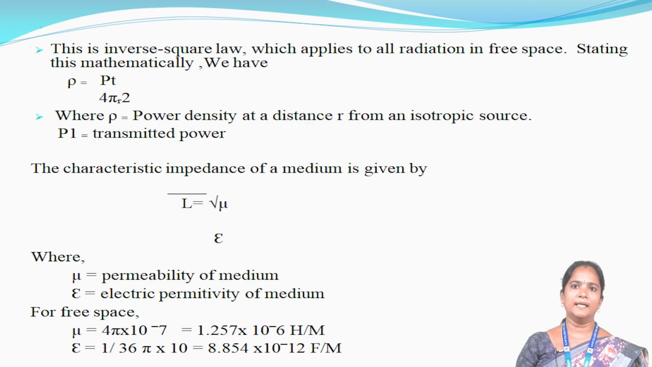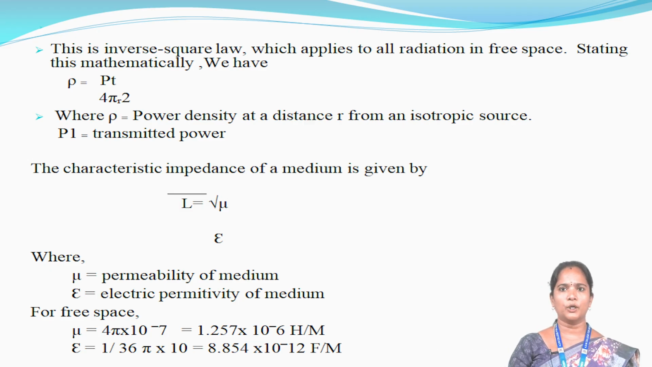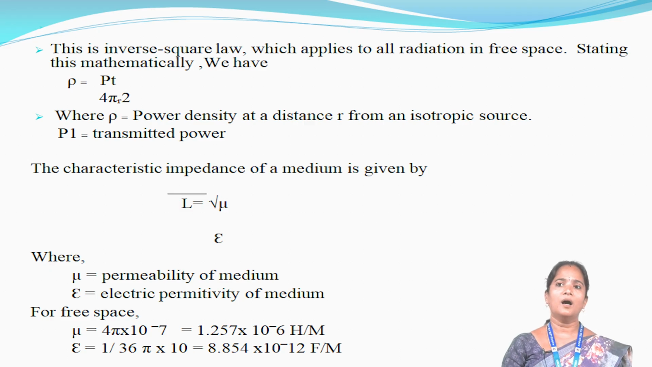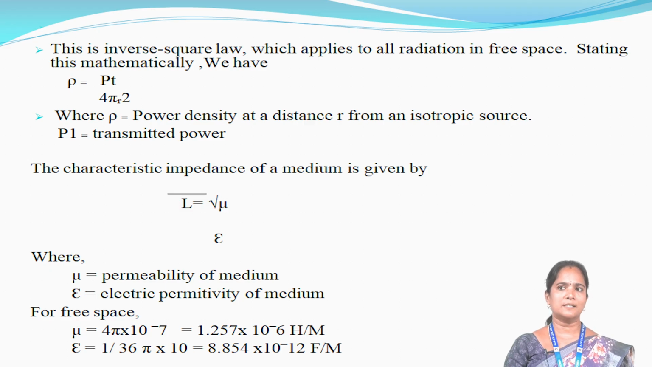Starting this mathematically, we have rho equal to Pt by 4 pi r squared, where rho is the power density at a distance r from an isotropic source, and Pt is the transmitted power. The electric and magnetic field intensities of electromagnetic waves are also important. The two quantities are direct counterparts of voltage and current in circuits.